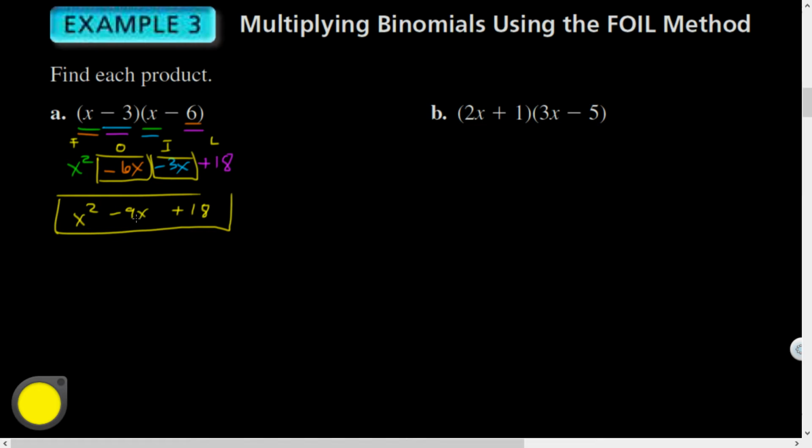All right, let's look at this last one. Oh, this one's a little bit more interesting because I'm multiplying a 2x instead of just an x times an x. Oh, and a 3x. All right, this is a big deal. 2x times 3x. Well, I can multiply the coefficients, so 2 times 3 is 6. And then what's x times x?